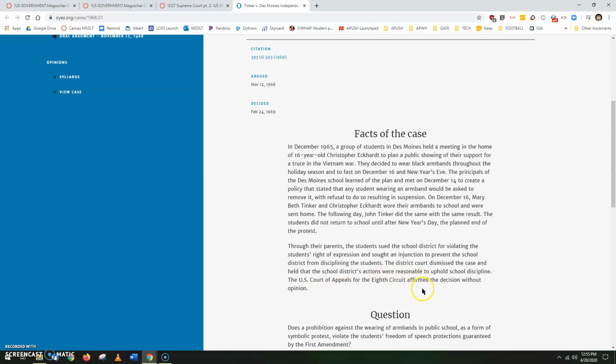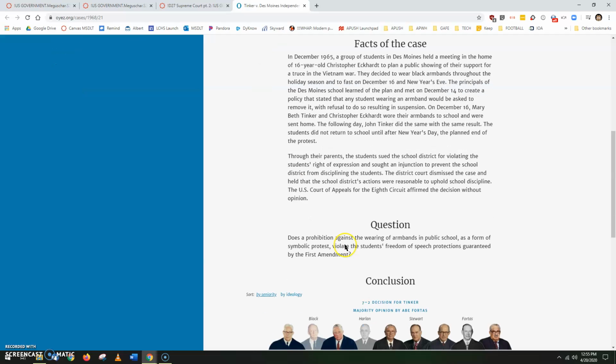The Court of Appeals affirmed it, which means they agreed with it. So the Tinkers essentially asked the Supreme Court to listen to the case. And here's the question that the court had to decide. Does a prohibition against wearing an armband in public school as a form of protest violate students' free speech protections?